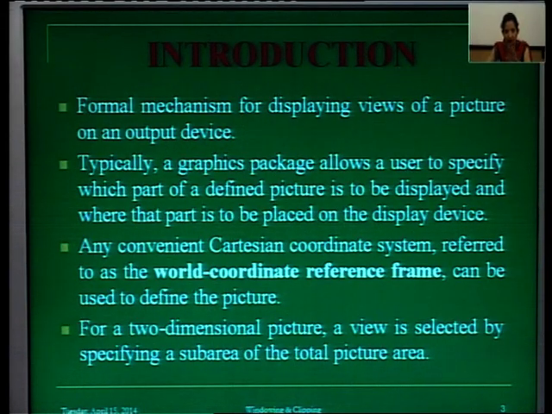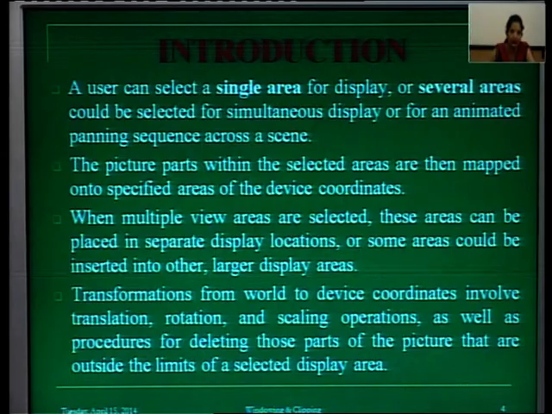For a two-dimensional picture, suppose we are viewing the whole scene, but we are not to project the whole scene in our camera, in our window. We will select the sub area of that overall scene, so that we can display the required scene on the display device. So the user can select a single area for display, or several areas can be selected for simultaneous display, or for an animated panning sequence across a scene.